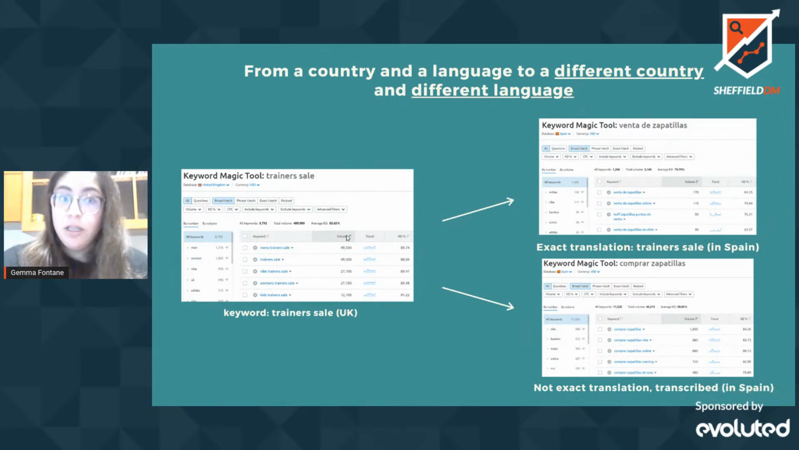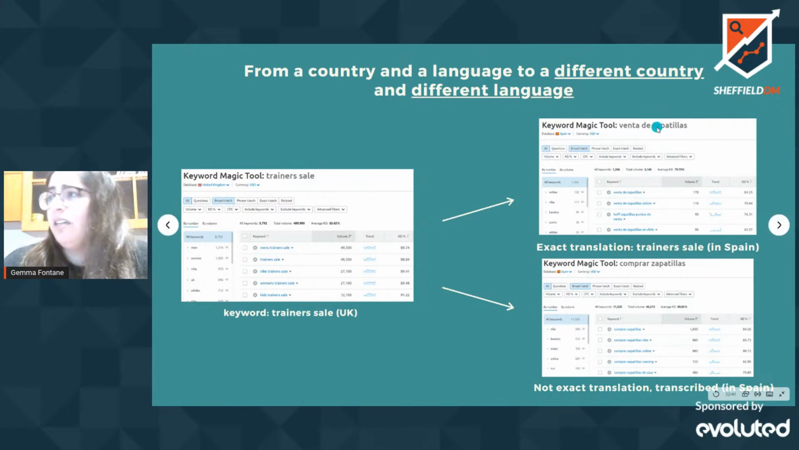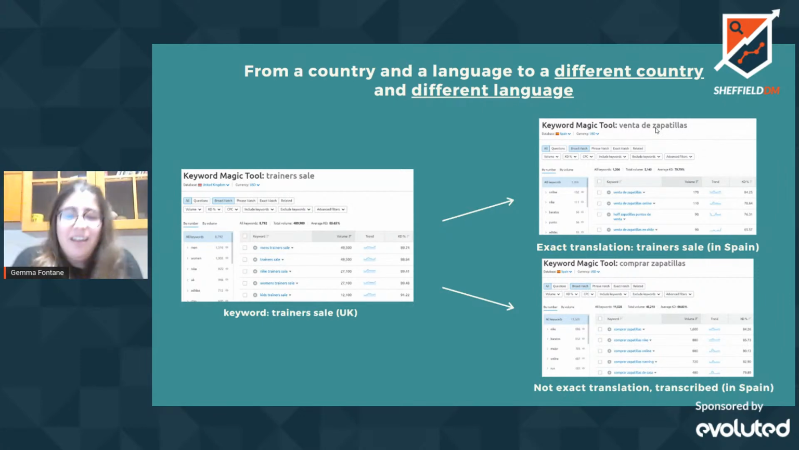For example, this is something that I saw lately. Usually people in the UK or in the US, when they are looking in English and want to buy something, they say trainers on sale, trainers sale, trainers for sale, yeah? And we say, oh, a lot of people want to buy trainers. However, if you go to Spain, this exact translation is only 100 searches per month. And you're like, oh, in Spain there are like 40 million people and only 100 people look this up every month. It's like people don't use shoes in Spain, or what happens here?